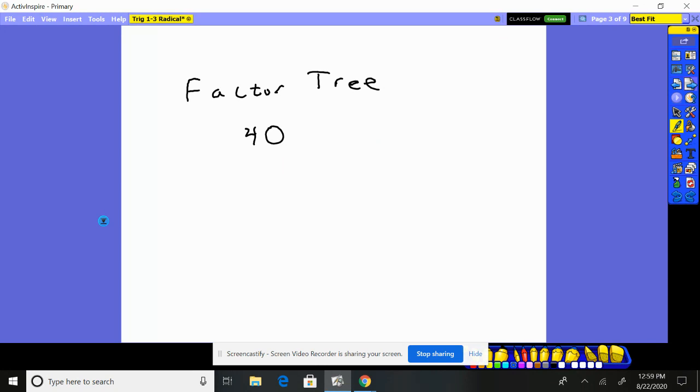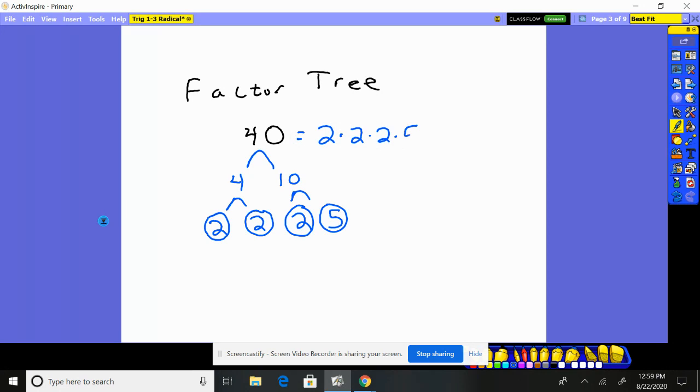Let's take 40. If we take 40, I'm going to start with 4 times 10. You could use any 2 numbers that you can think of that multiply together to give you 40, other than 1 and 40. So we're going to break 4 down: 2 times 2. Those are prime numbers, so they can't go any further. 10 is going to break down to a 2 times 5, prime and prime. So 40 is 2 times 2 times 2 times 5. Now, yes, that's 2 to the 3rd power times 5, but we're going to want to write it like this, as we're going to see in a minute. So we use a factor tree to get the prime factorization of the number.